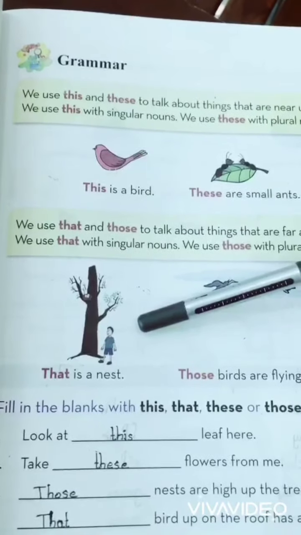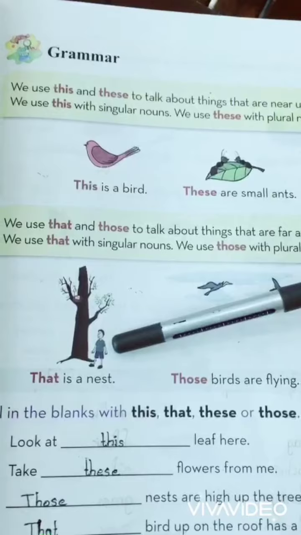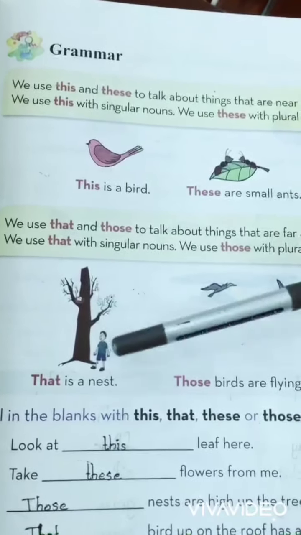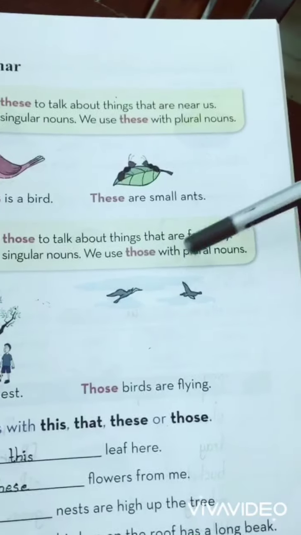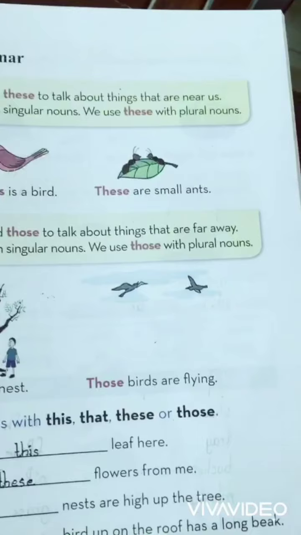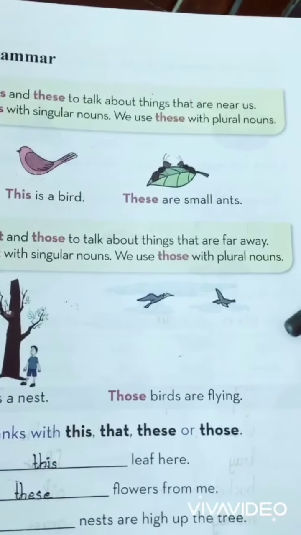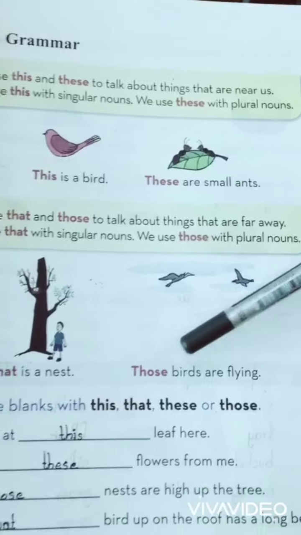This is the example. That is a nest. The nest is far away from a boy. The boy is standing here and the nest is away from him. So we will say that is a nest. There are the birds. So those birds are flying. So we will use the word those.